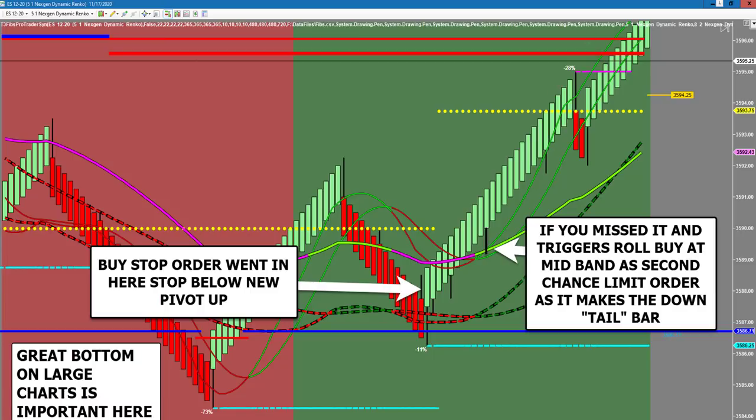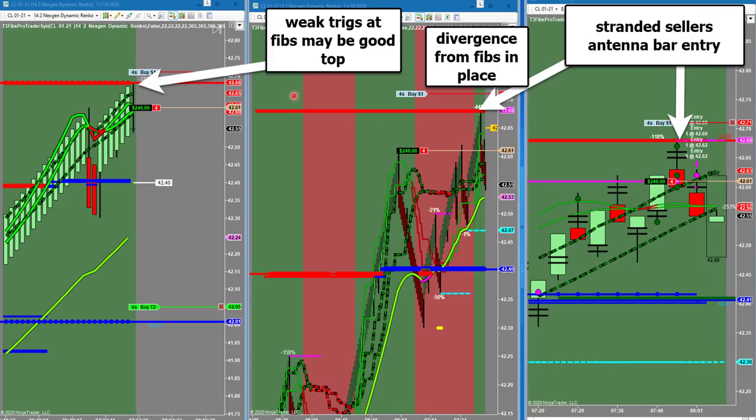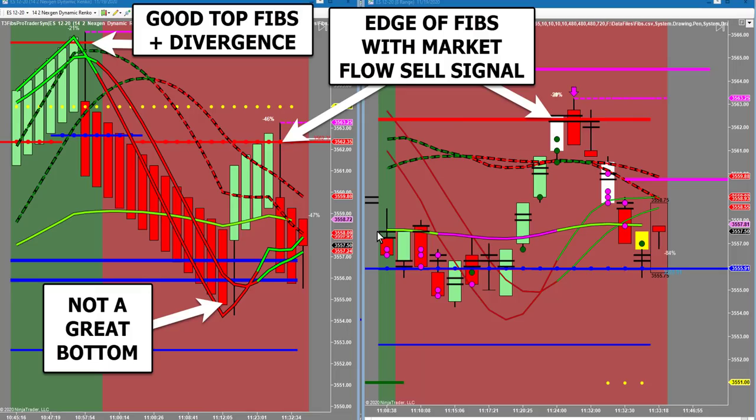So just a couple different techniques for you to think about when you're looking at your charts. Now, this is another slide you've seen in the market flow video, but again, this is how you can use the market flow at the edges with weak triggers that should hold, and when we get some type of antenna bar or signal, stranded buyers, you're getting in after the bar.